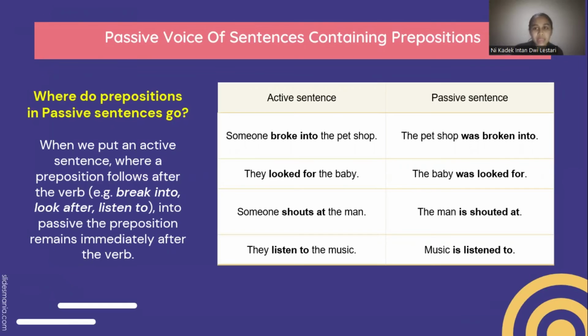So I have examples here. In active sentence, someone broke into the pet shop, which changed to the passive sentence, the pet shop was broken into. And then another example, they look for the baby, the baby was looked for. And then someone shouts at the man, the man is shouted at. They listen to the music, the music is listened to.